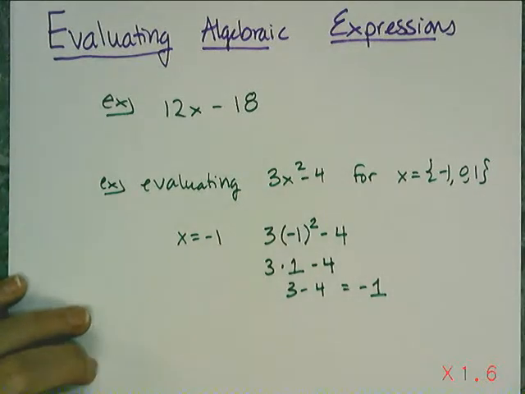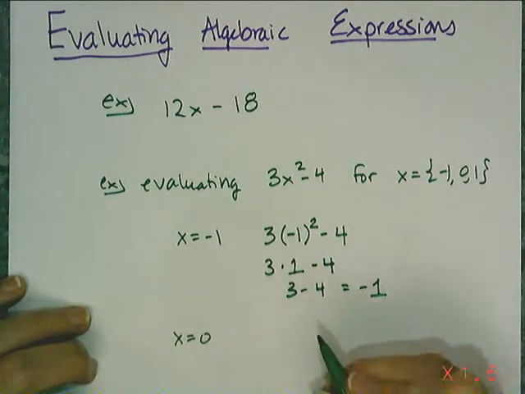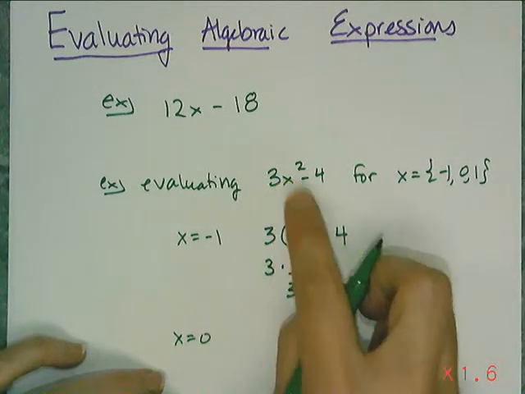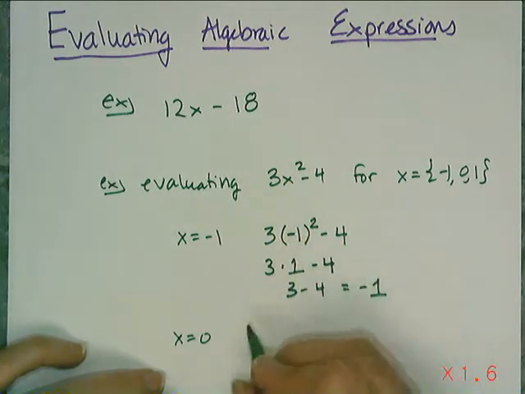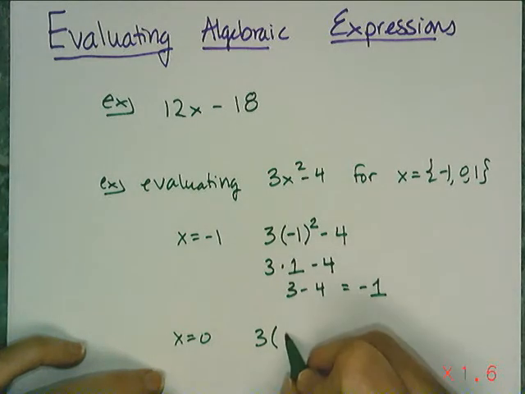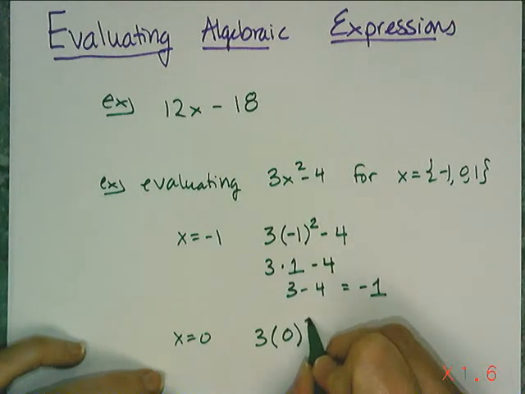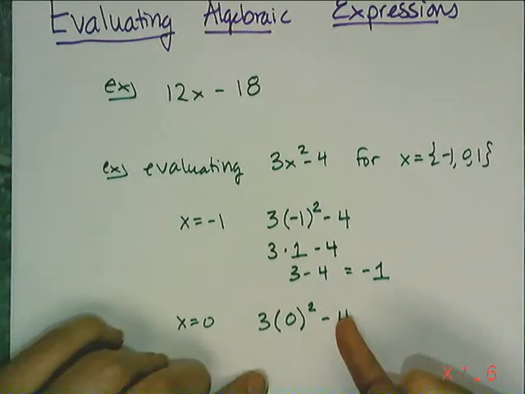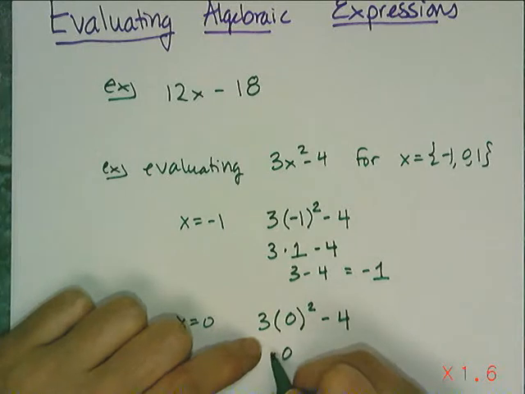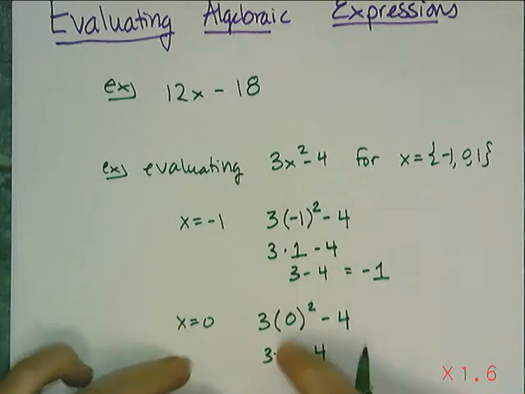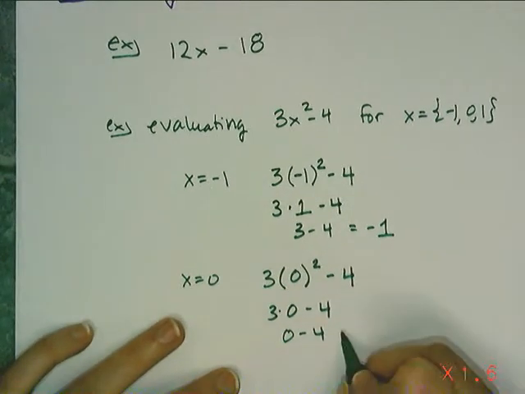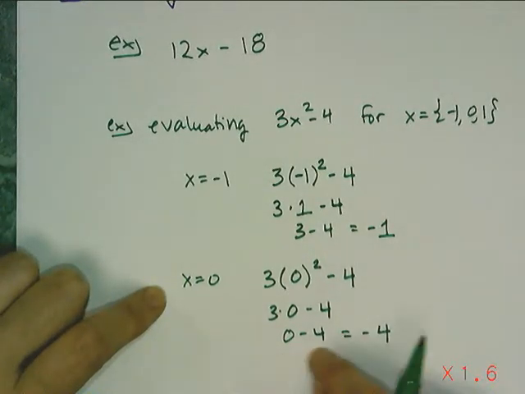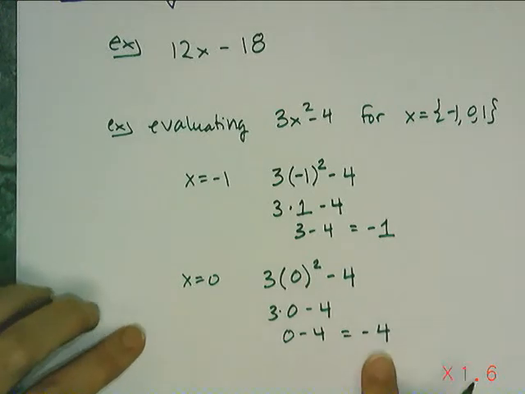So let's look at it for 0. For x equals 0, I'm going to do the exact same thing, and I'm going to be consistent. Every time I replace the x, I'm going to put the number inside parentheses. So I have 3, open parentheses, put the 0 in, close parentheses, square it, and then subtract off 4. Once again, I have another order of operations problem. 0 squared is 0, times 3 minus 4. 3 times 0 is 0, minus 4, which gives me -4. So when x is 0, my evaluated expression turns out to be -4.